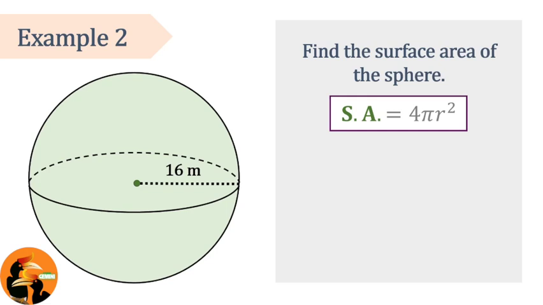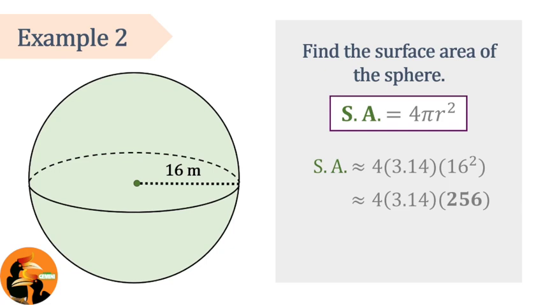Surface area is approximately equal to 4 times 3.14 times 16 squared. First, 16 squared gives us 256. Multiplying 4 times 3.14 times 256, we get 3,215.36. Don't forget to include our units of square meters, and the surface area of our sphere is about 3,215.36 square meters. Alright, let's try one more example to finish off this video.